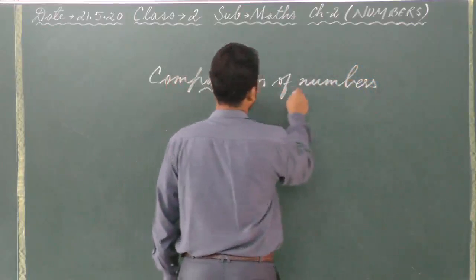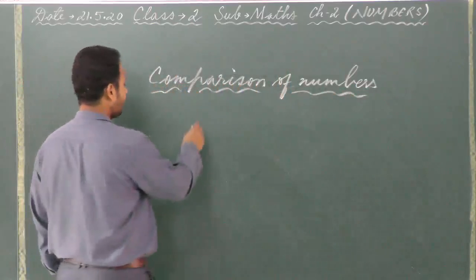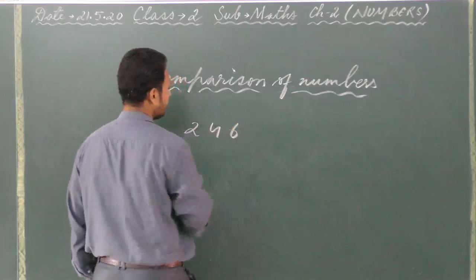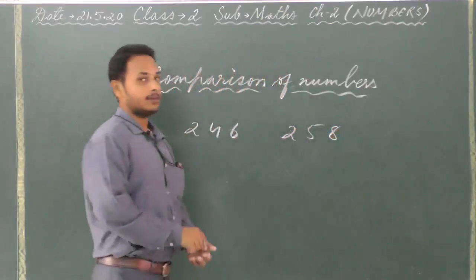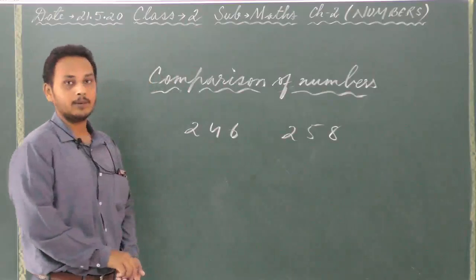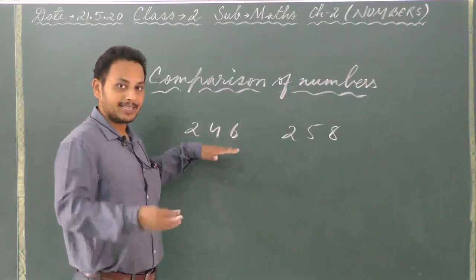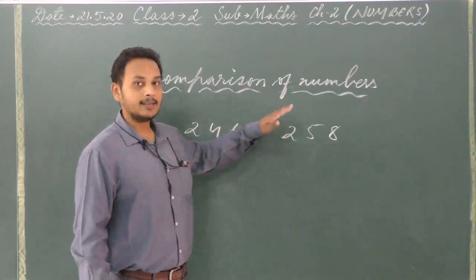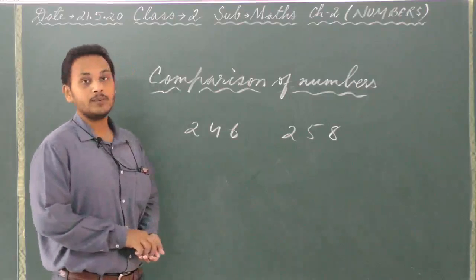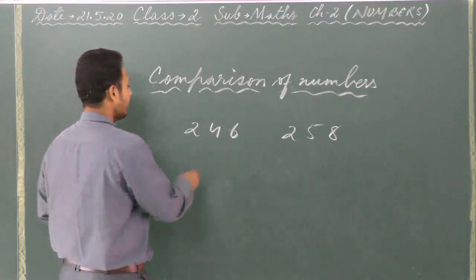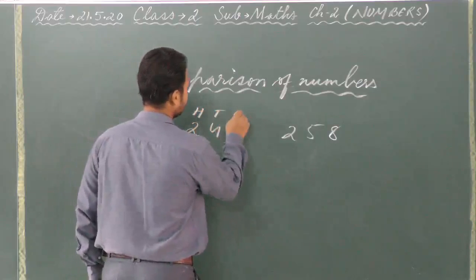Now comparison means what? How do we compare numbers? Suppose you have a number here, 246, and a number here, 258. There is a difference between these numbers. What is the difference? The difference is that one of them is small and the other is big or greater. Which number is greater? How do we find it out? By starting from the hundreds place.